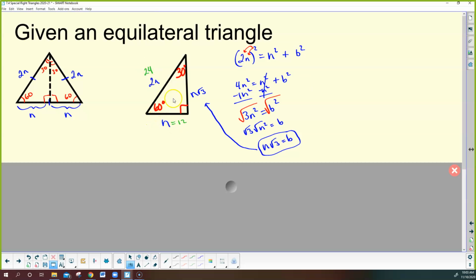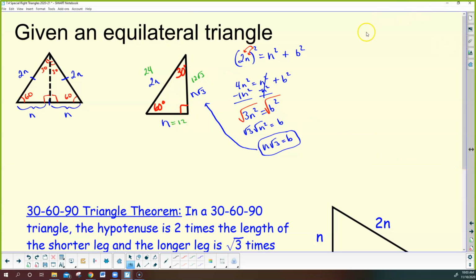And then the side length across from the 60, which will always be across from the 60, is just 12 times the square root of 3. And notice that's the warm-up we just did. But now we're saying you can find these answers if you only know one side of a 30, 60, 90. You don't need to know both to do the Pythagorean theorem.